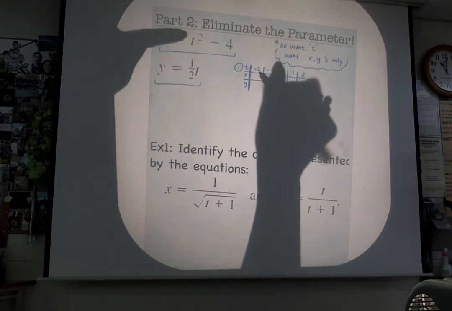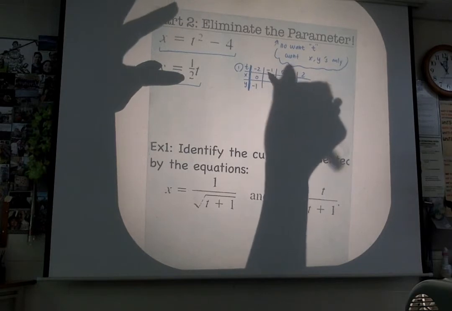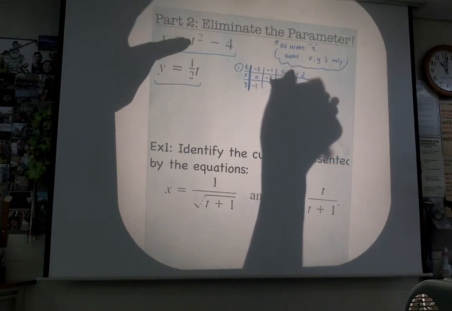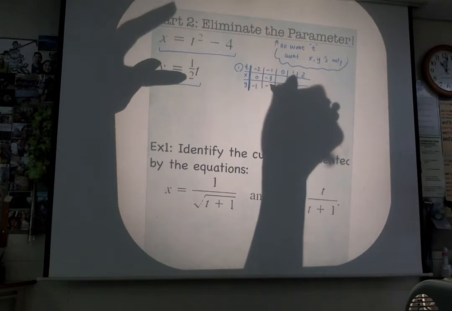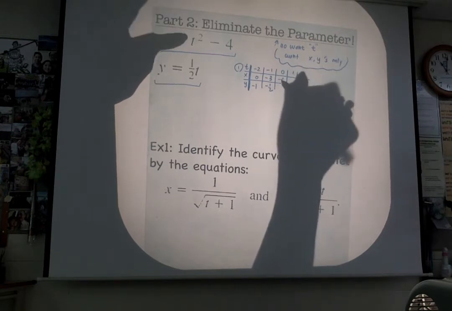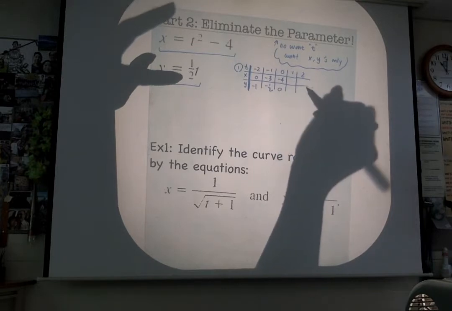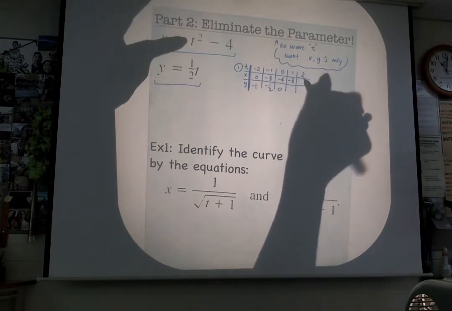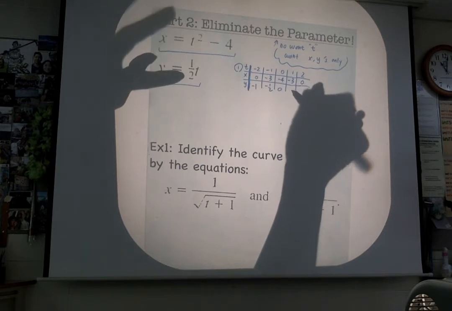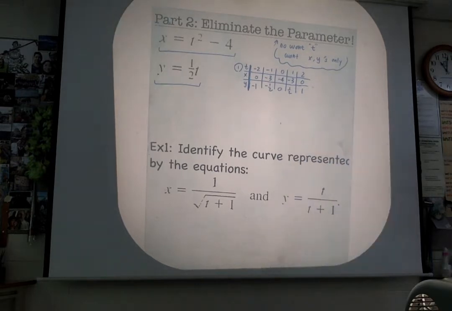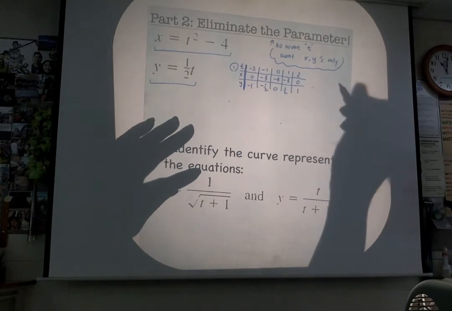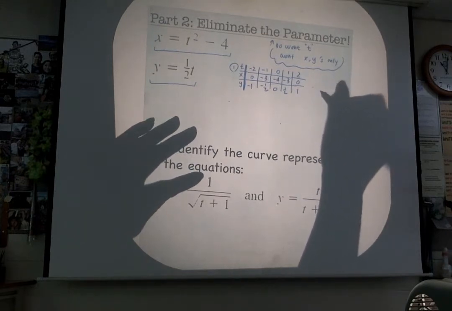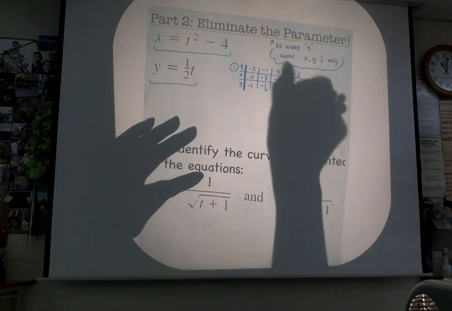When I plug in -2 into here, I get 0. When I plug in -2 to here, I get -1. When I plug in -1 here, I get -3. When I plug in -1 here, I get negative 1/2. When I plug in 0 here, I get -4. When I plug in 0 here, I get 0. 1 here, -3 again. 2 here, I get 0. 1 here, I get 1/2. 2, I get a 1. So this is my parametric. If you have a parametric, let's try sketching this from -2 to 2, and I can see my values here, okay?